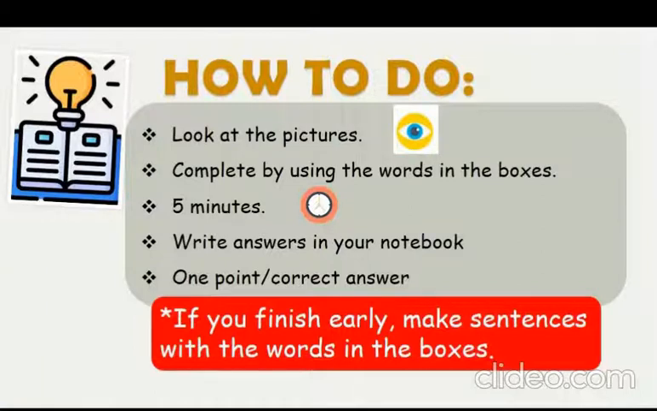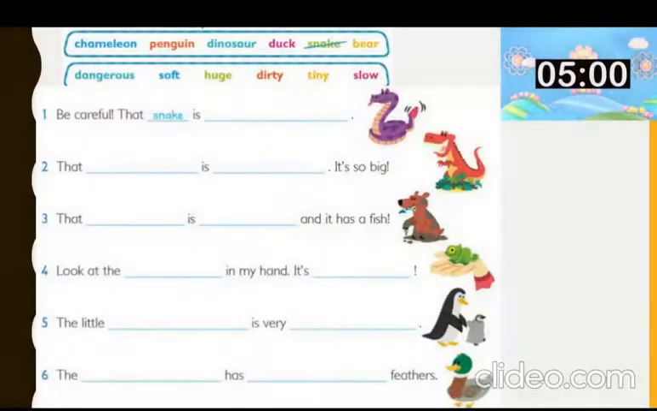Look at the pictures. Complete by using the words in the boxes. 5 minutes for you. Write your answers into your notebook and 1 point for one correct answer. If you finish early, make sentences with the words in the boxes. Okay? Now, so here's the exercise. Now, let's check.